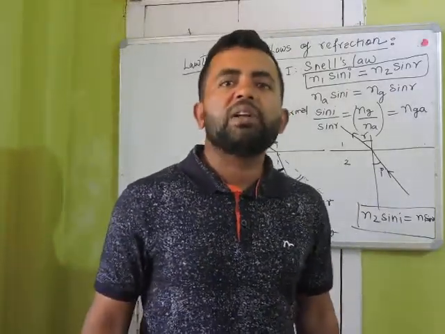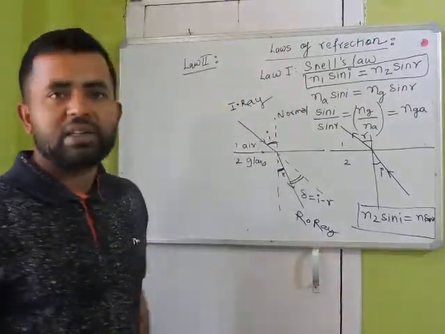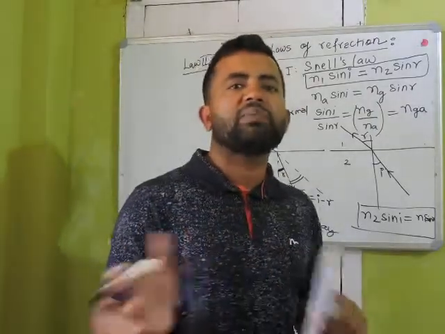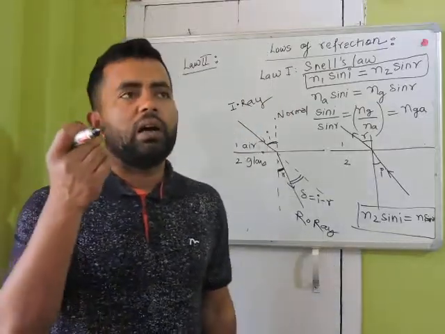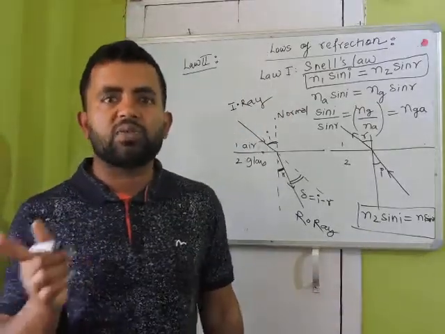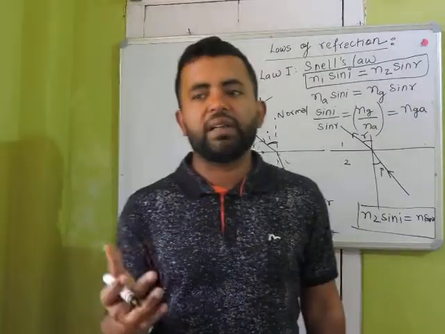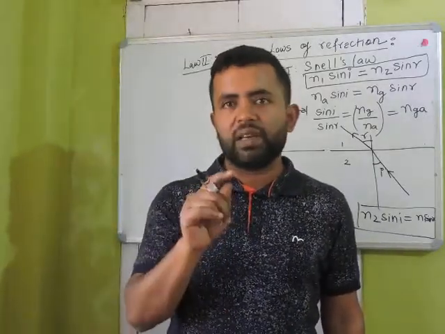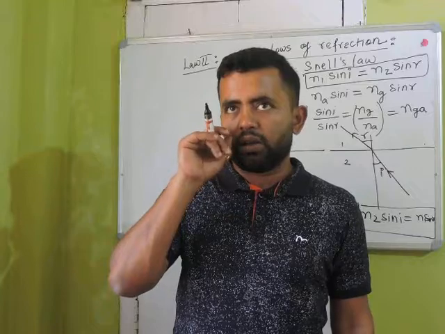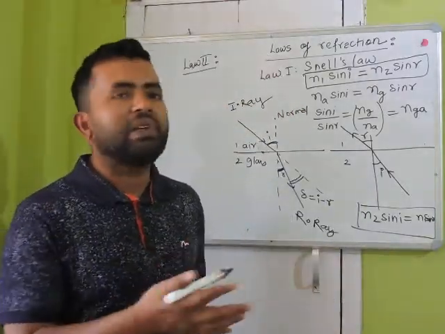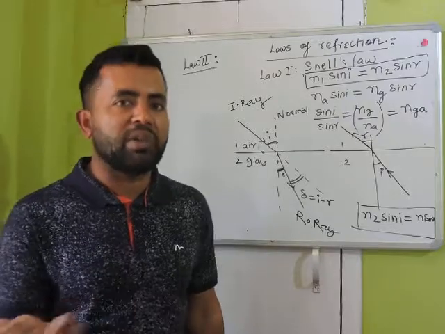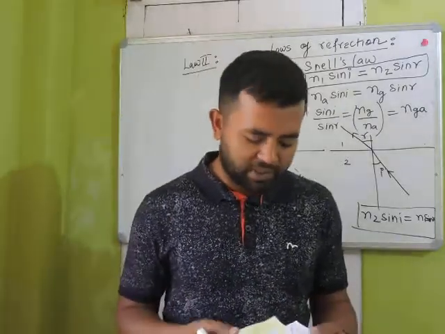Second, it depends on color. I talked about that in dispersion, that refractive index somehow depends on color. If you talk about red light and violet light, since the wavelength of red light is more than violet light, the refraction which the red light will suffer will be less in comparison to the violet. We talked about it in dispersion.